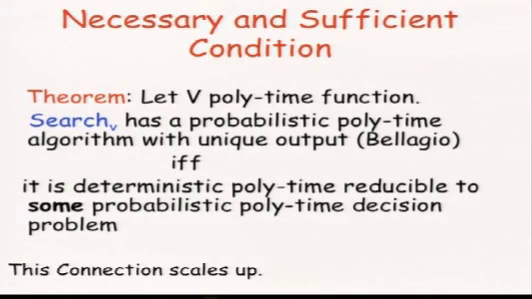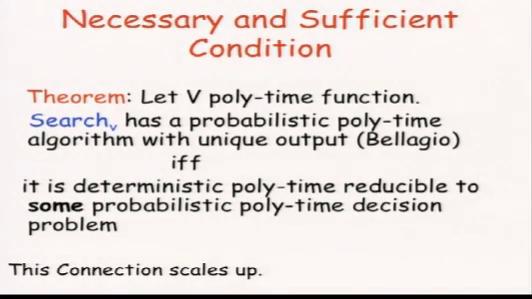So more generally, we can show a necessary and sufficient condition. Let's talk about some search problem, sub V. Then a search problem sub V has a probabilistic polynomial time algorithm with these Bellagio type of outputs, okay? Not strictly unique, but unique with high probability, if and only if you can reduce it, deterministic polynomial time reducible, to some actual decision problem, which can be decided in probabilistic polynomial time.